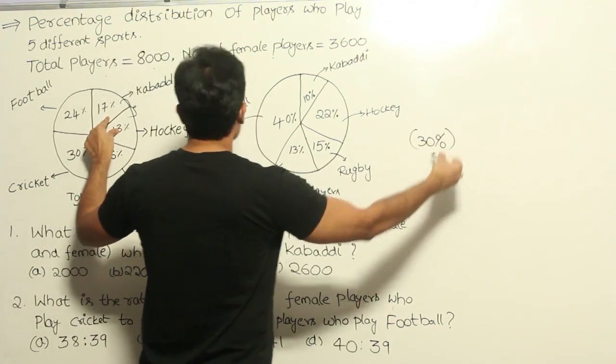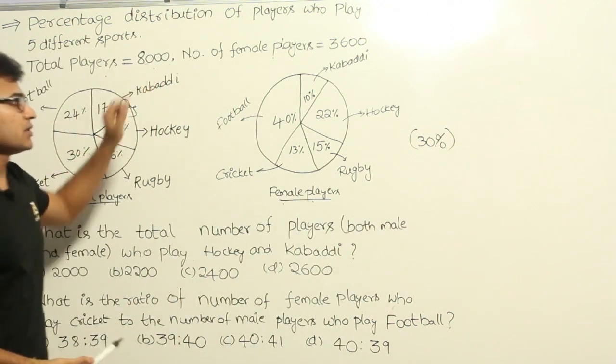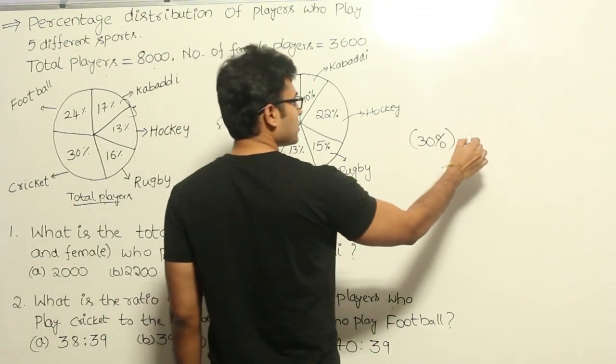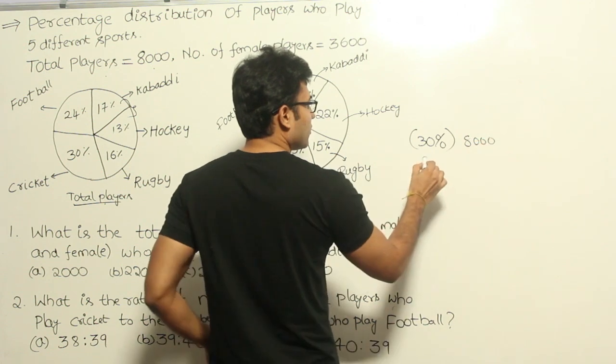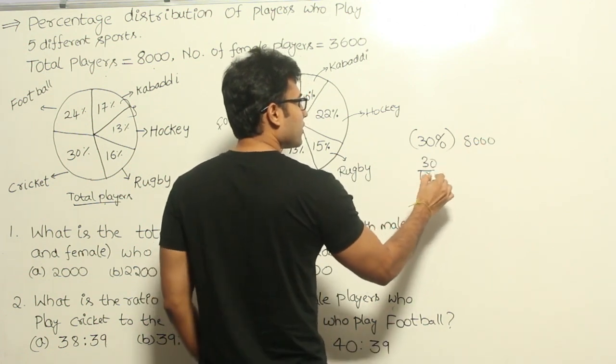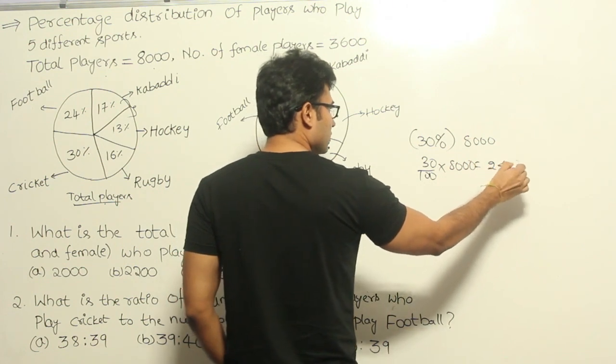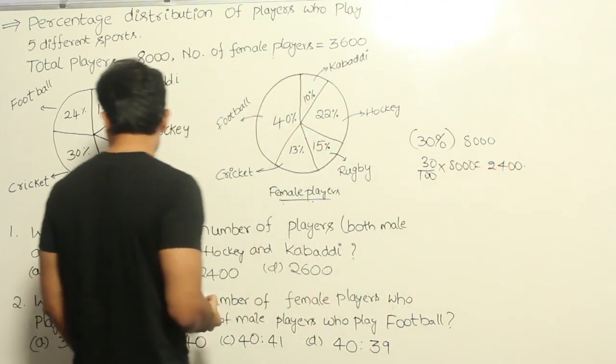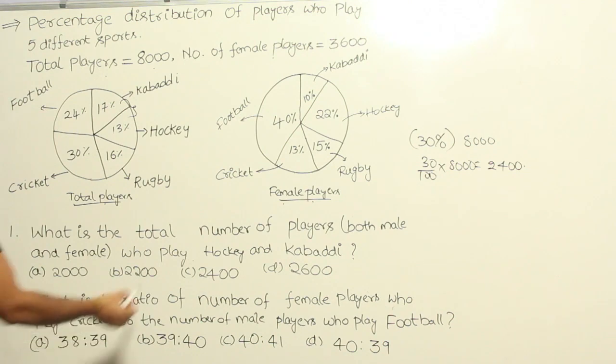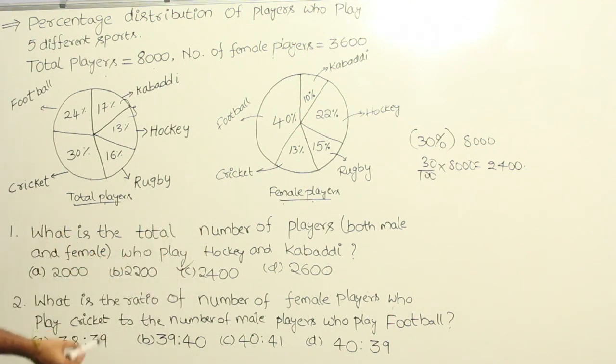of the total number of players, which is 8000. So 30% of 8000, right? So it is nothing but 30 by 100 into 8000, so it is 2400. So the answer for the first one is 2400. Now let's see the second one.